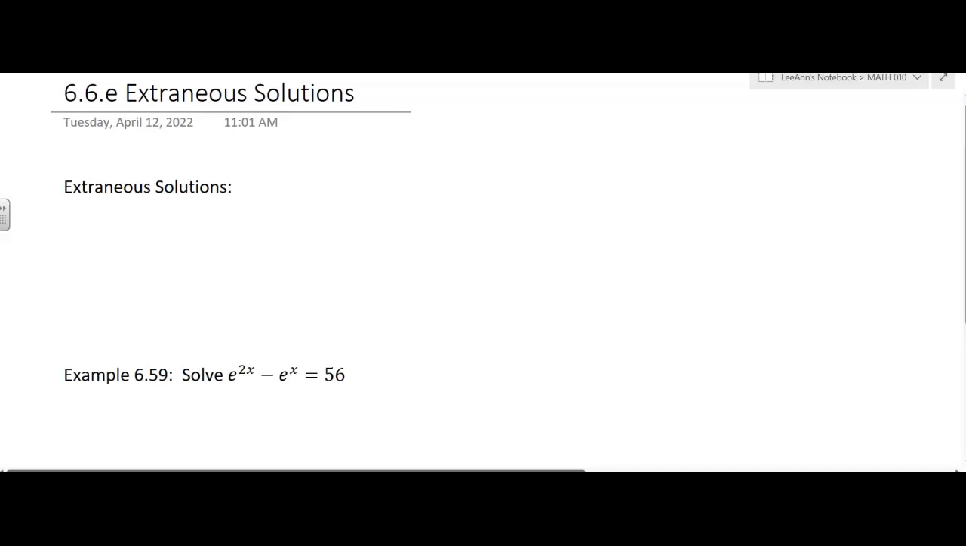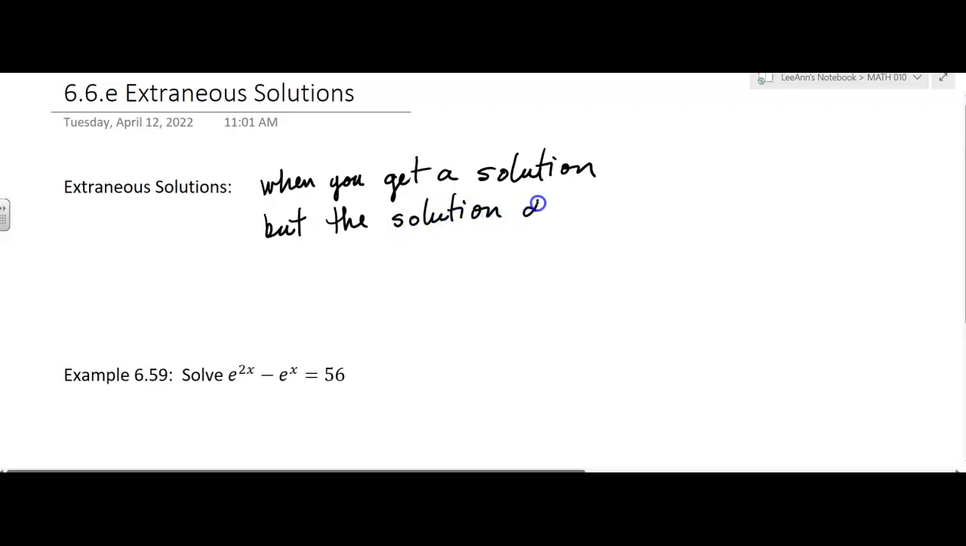Okay, so we're going to talk about extraneous solutions. I think we've talked about that before, but it's when you get a solution but the solution doesn't work. We saw that when we had the square root of x equals negative 5. You're not going to get the square root of a number to equal a negative value. So we know there's no solution.